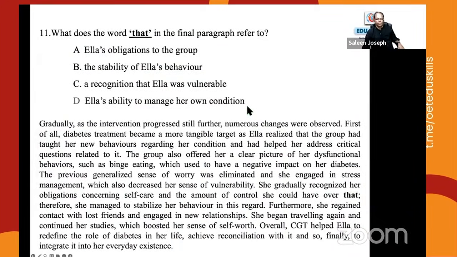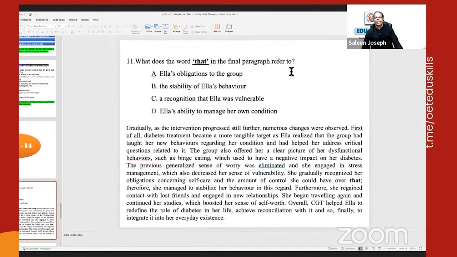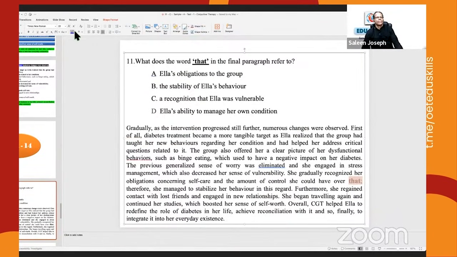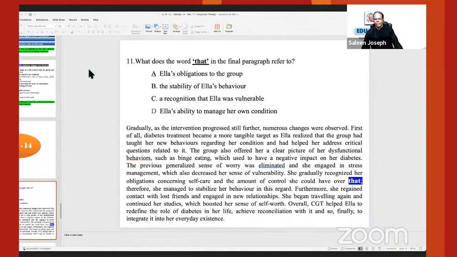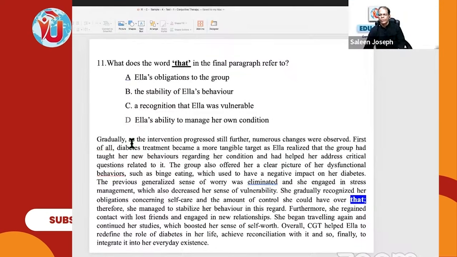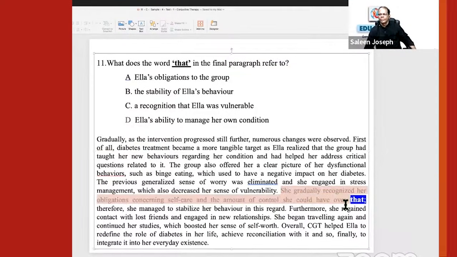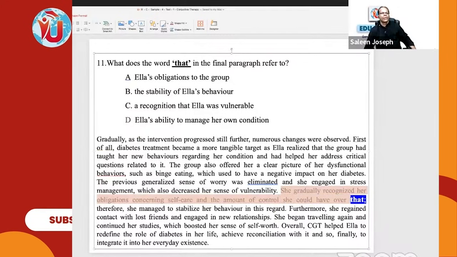Okay, text 14. What does the word that in the final paragraph refer to? Immediately you have to go to the word, right? Yes, Father. You have to go to the highlighted words. Then where will you find the answer? Before or after? Where you have to see first? Before that, right? Before Father. First you have to look before. If you don't find, you can go after.